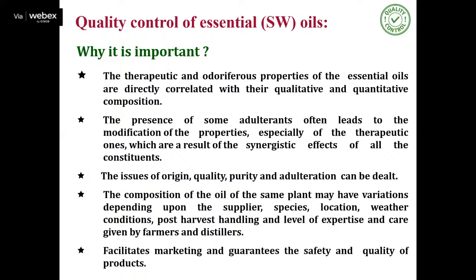Why is it important? Because, as I have shown, it has therapeutic and odoriferous properties, and medicinal properties. If any adulteration is there, we will not get the benefit as much, or rather we can get some problem instead of benefit. So quality matters. The presence of adulterants often modifies the properties, especially the therapeutic ones, which are a result of the synergistic effect of all the constituents. If there is adulteration, there will be a toxic effect from the adulterants. The issues of origin, quality, purity and adulterants can be dealt with. The composition of the oil of the same plant may vary depending upon the supplier, species and location. Quality also facilitates marketing and guarantees safety and quality of products.